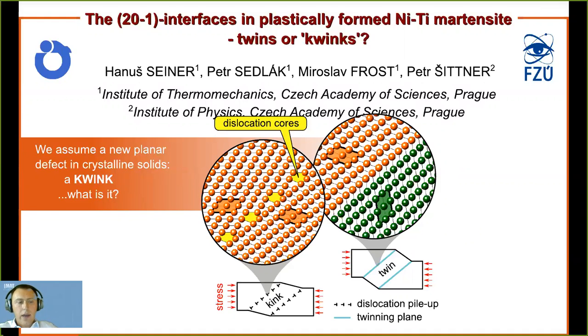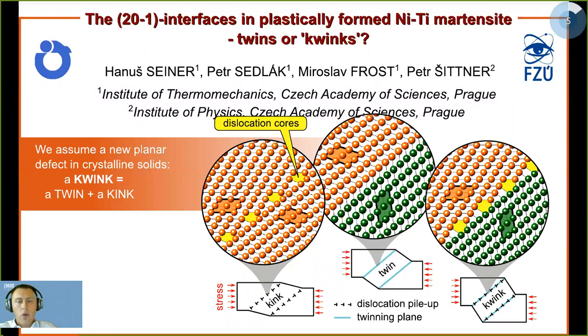And it is quite intuitive that these two defects, the twin and the kink, can be merged into one defect where we have two lattices which are twin related, plus we add some rotation by adding dislocation cores along the twin interface. And by merging the words twin and kink, we decided to call this planar defect a kwink.